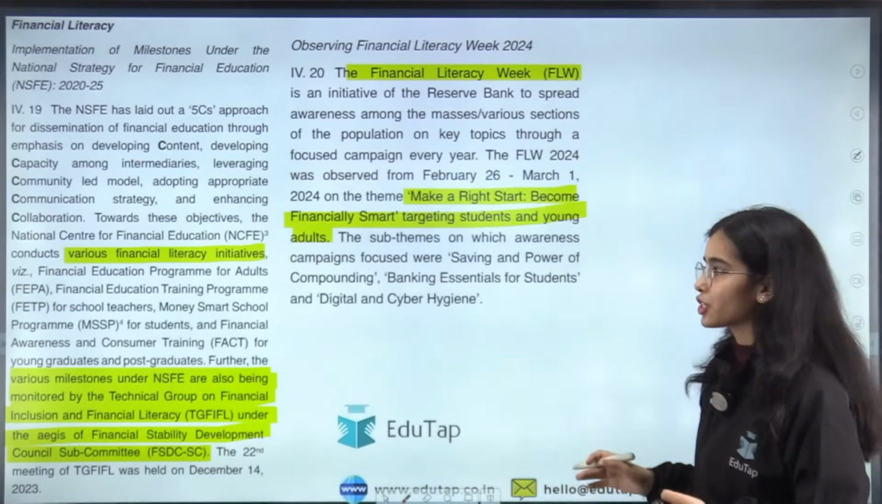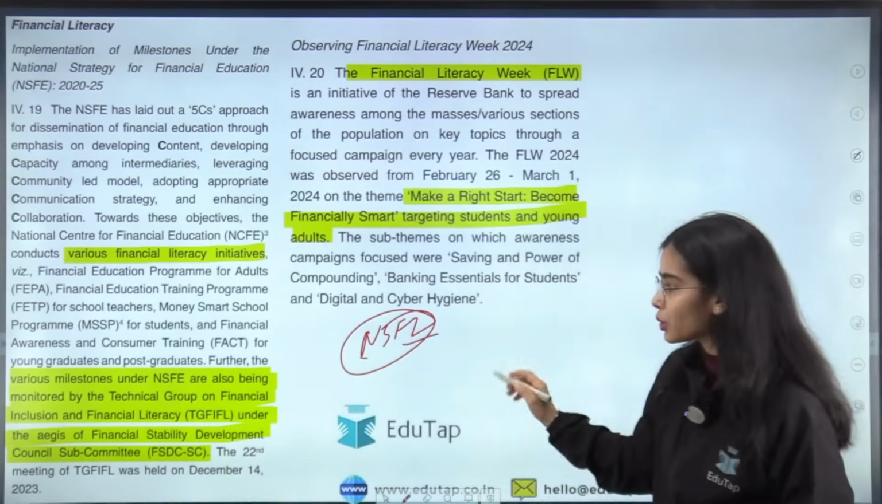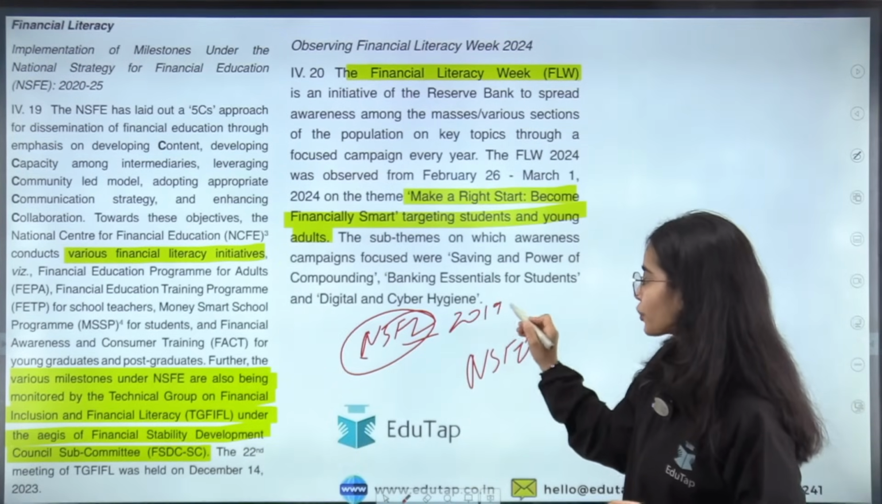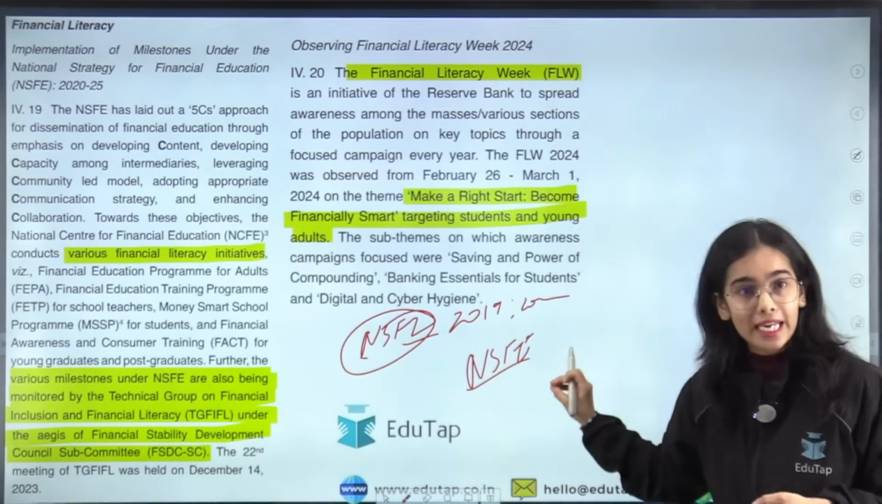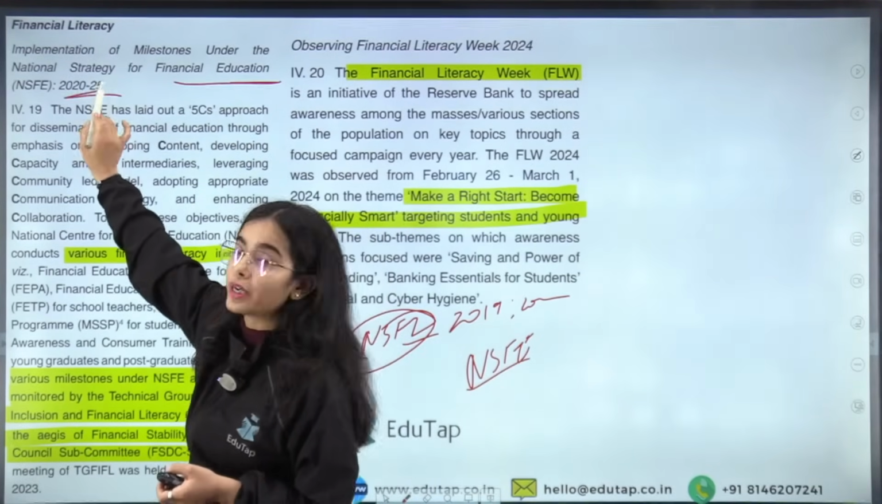Next is financial literacy. There is NSFI, the National Strategy for Financial Inclusion, which ran from 2019 to 2024. Then there is the NSFE, the National Strategy for Financial Education, which was created for 2020 to 2025.